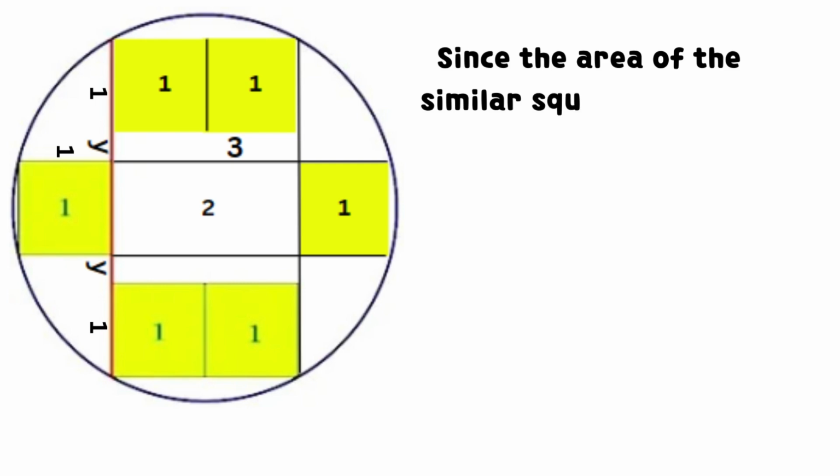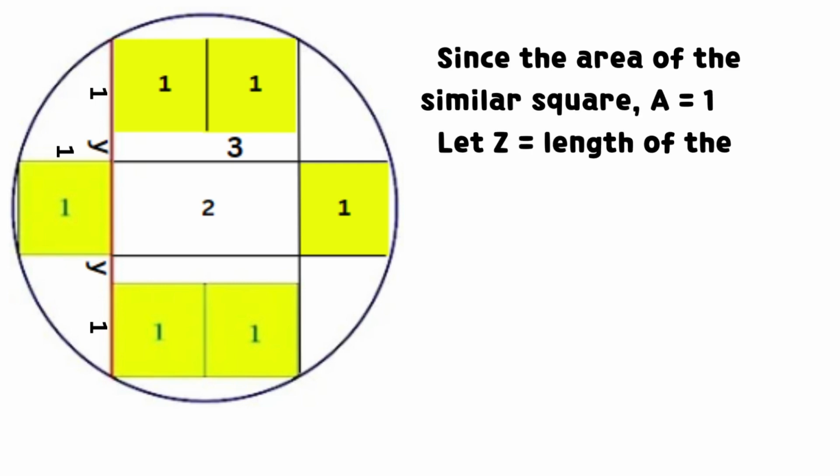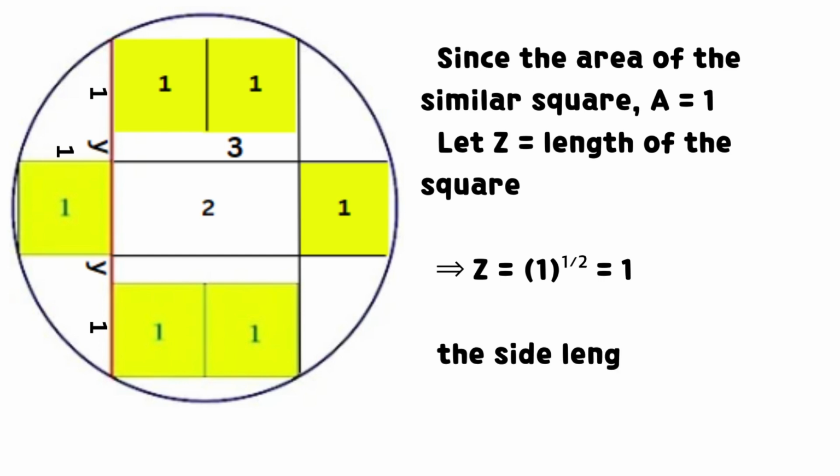Since the area of the similar square, A, equals 1 square unit, let Z equal the length of the square. Then Z equals the square root of 1, which equals 1. The side length of the square is 1 unit.